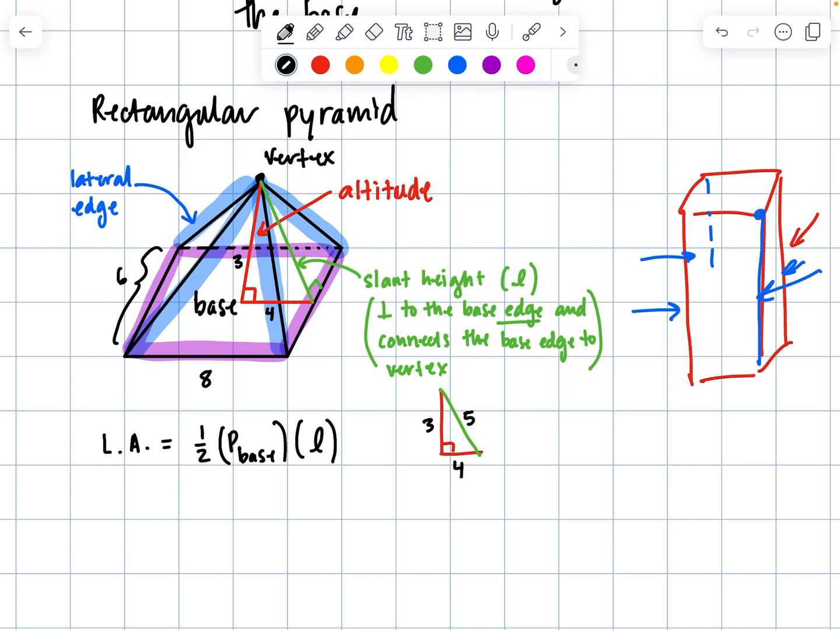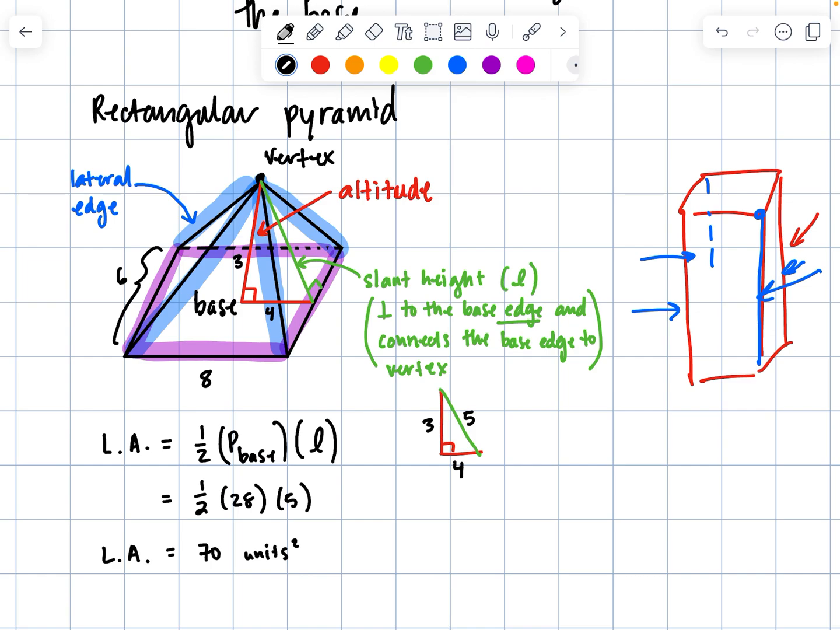We know that the perimeter of the base is going to be equal to 6 plus 6 plus 8 plus 8, which is 28. So we could take this, we could start solving. 1/2 times 28 times the slant height of 5, which is in reality 14 times 5, which is 70. So we have 70 units squared for the lateral area. But lateral area is not the whole story.